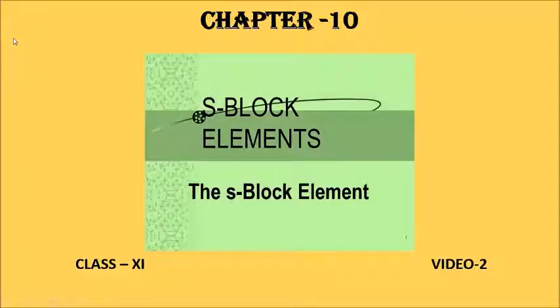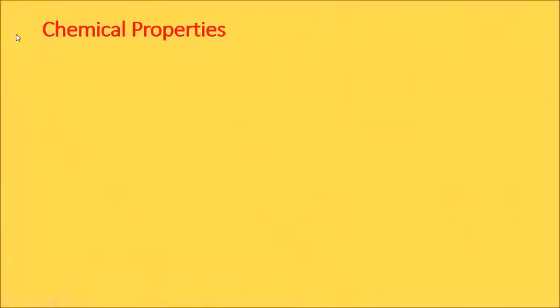Dear students, welcome to this second session of our chapter 10, S block elements. Today we will deal with the topic chemical properties of alkali metals. And the first chemical property is the reaction with oxygen.